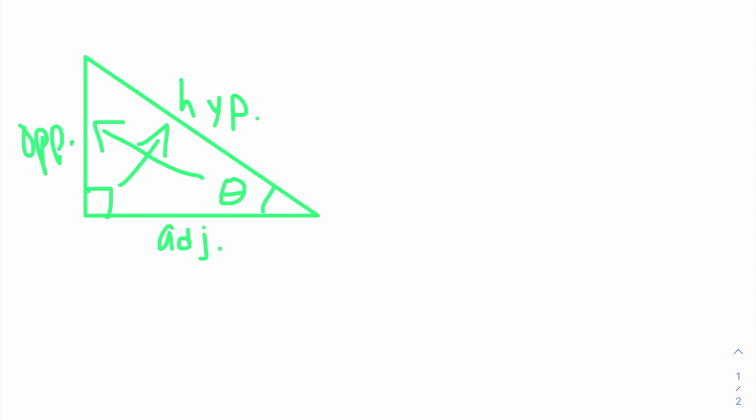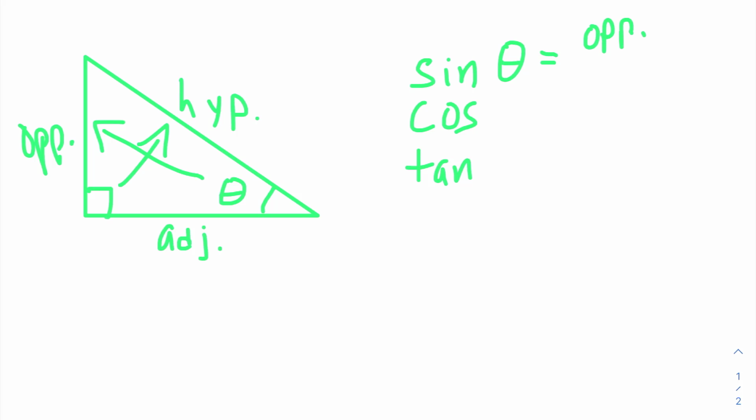Now this is going to help us define the three basic functions in trigonometry: sine, cosine, and tangent. And these three functions are just ratios of sides in the triangle. So for example, let's start off with sine. Sine of theta, or sine theta, is equal to the opposite over the hypotenuse, where the opposite is the side opposite theta, and the hypotenuse is the hypotenuse, as we labeled in this triangle.